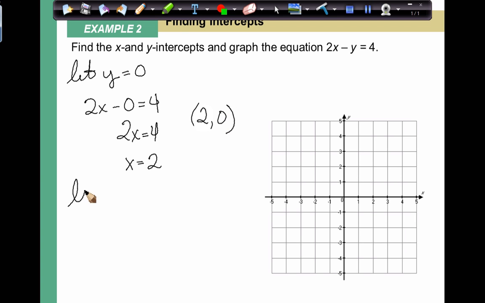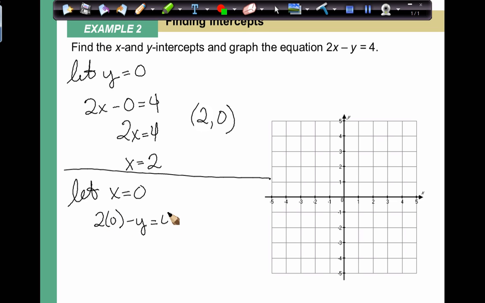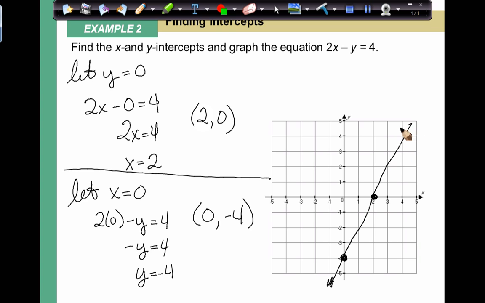And if we want to find a y-intercept, we let x equal 0. Okay, so we get 2 times 0 minus y equals 4. So minus y equals 4, y equals -4. Okay, so we get the point 0, -4 for a y-intercept. Then once we get those 2 points, we can graph it. 2, 0 is the x-intercept. 0, negative 4 is the y-intercept. And then we can connect those points. And that's the graph of our line.